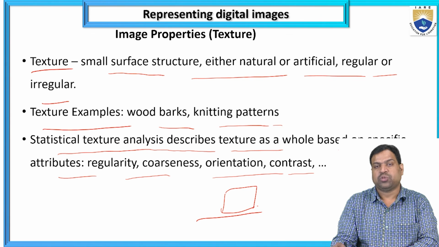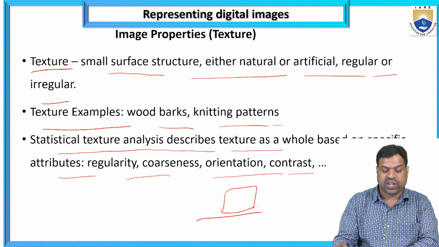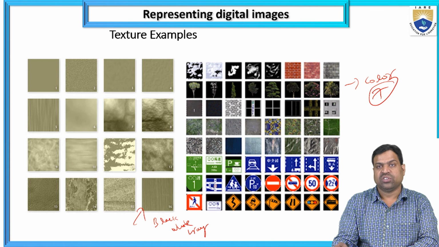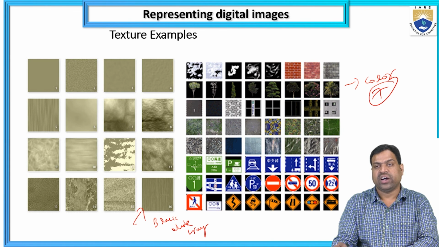What are the image properties? They are in the form of texture, what are the texture examples and what are the attributes. So these are the texture examples and attributes.